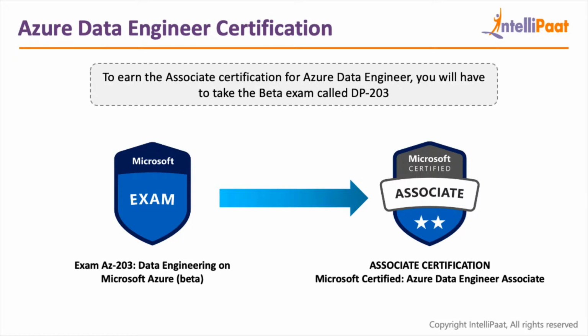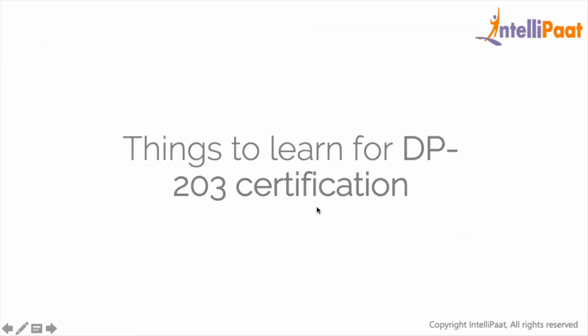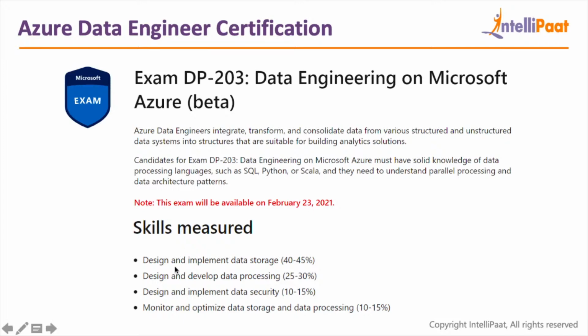So like I said earlier, you now just have to give this DP-203 exam to get the Microsoft Certified Associate Data Engineering Certification. Okay, so just one exam and now you will get the certification for it. Now let's go ahead and understand how you basically decipher the things to know that we discussed on this slide, the skills measured on this slide.